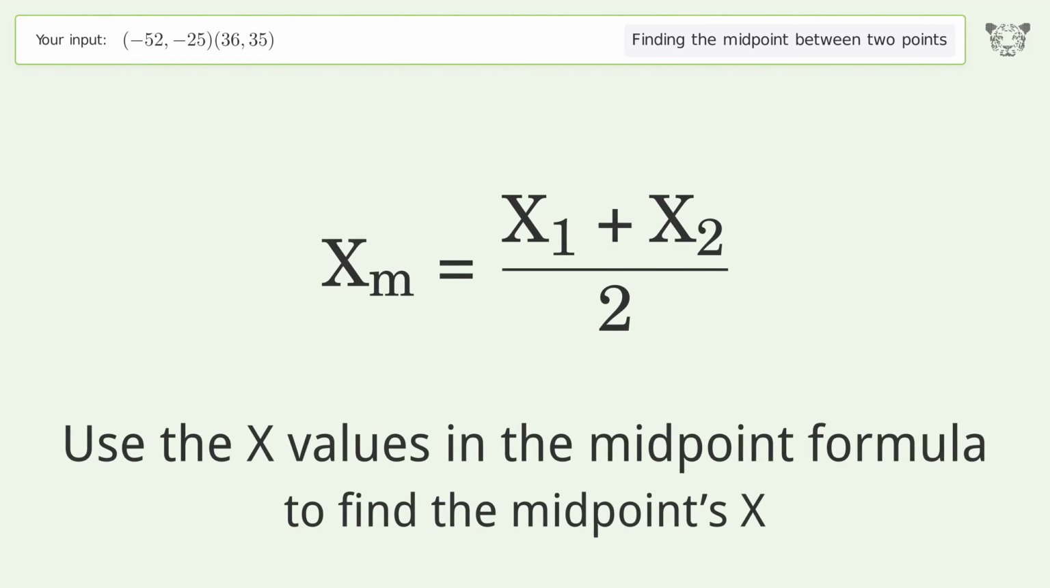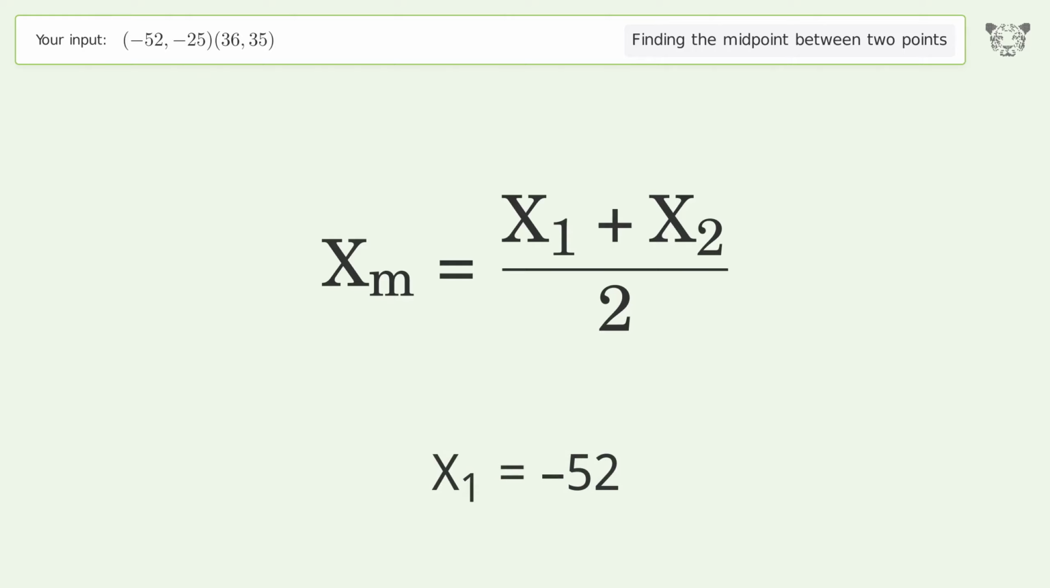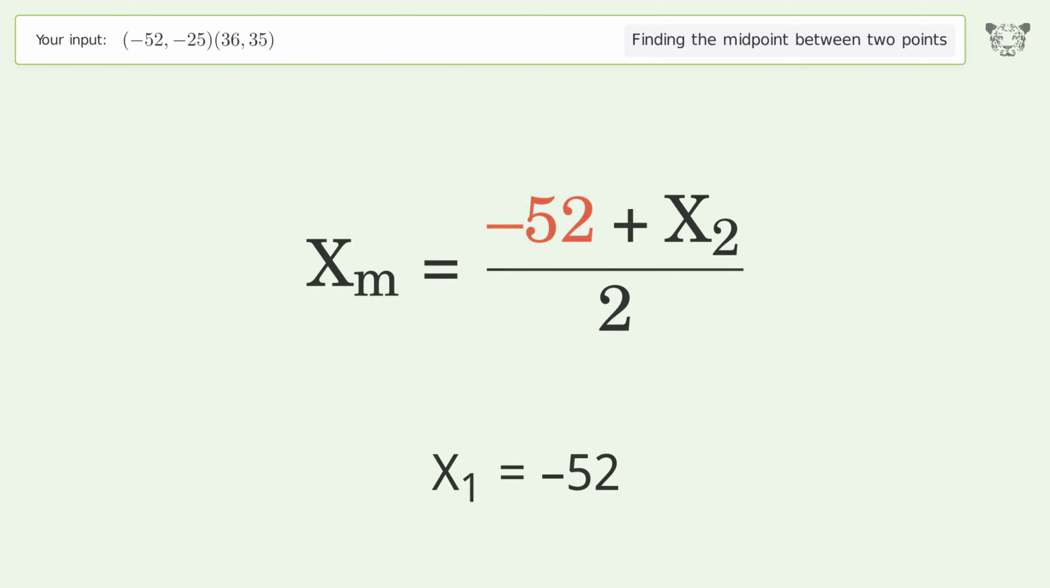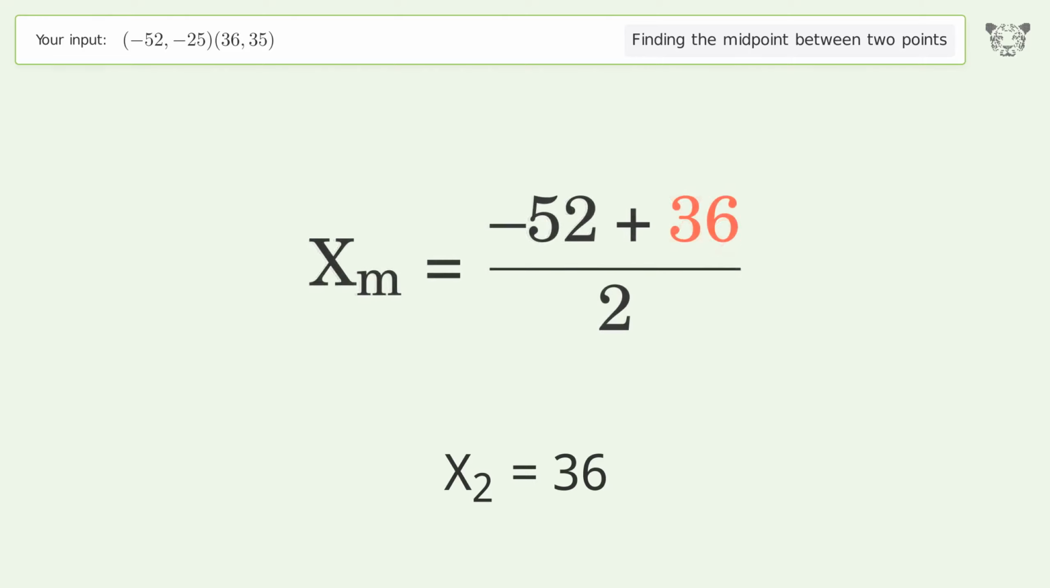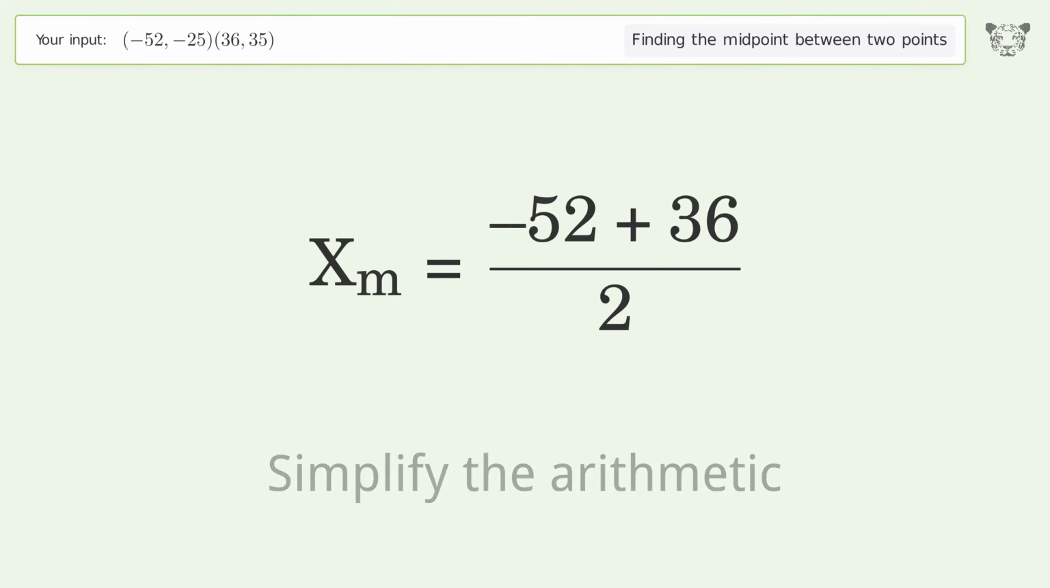Use the x values in the midpoint formula to find the midpoints x. x1 equals -52. x2 equals 36. Simplify the arithmetic.